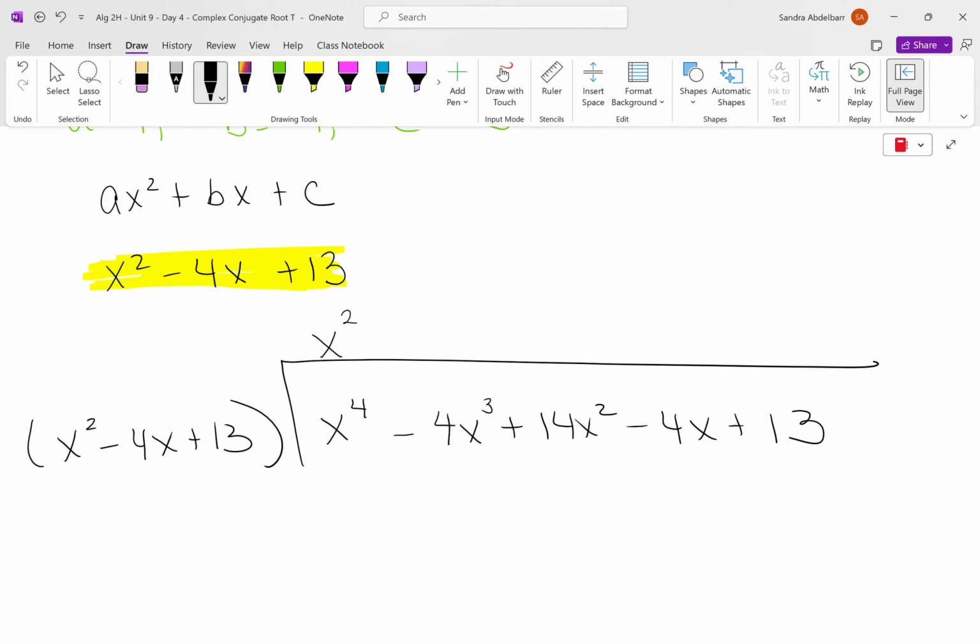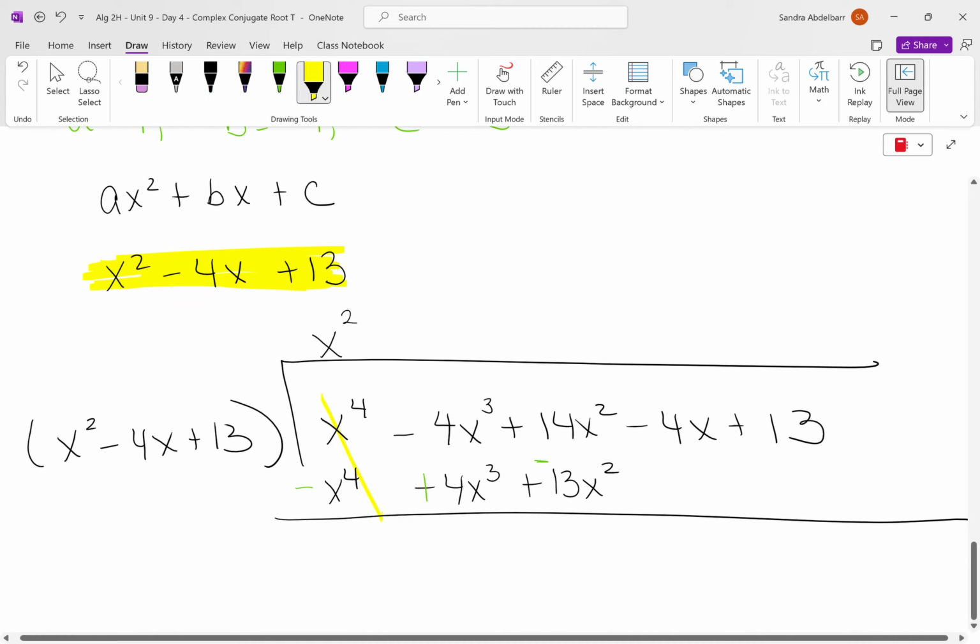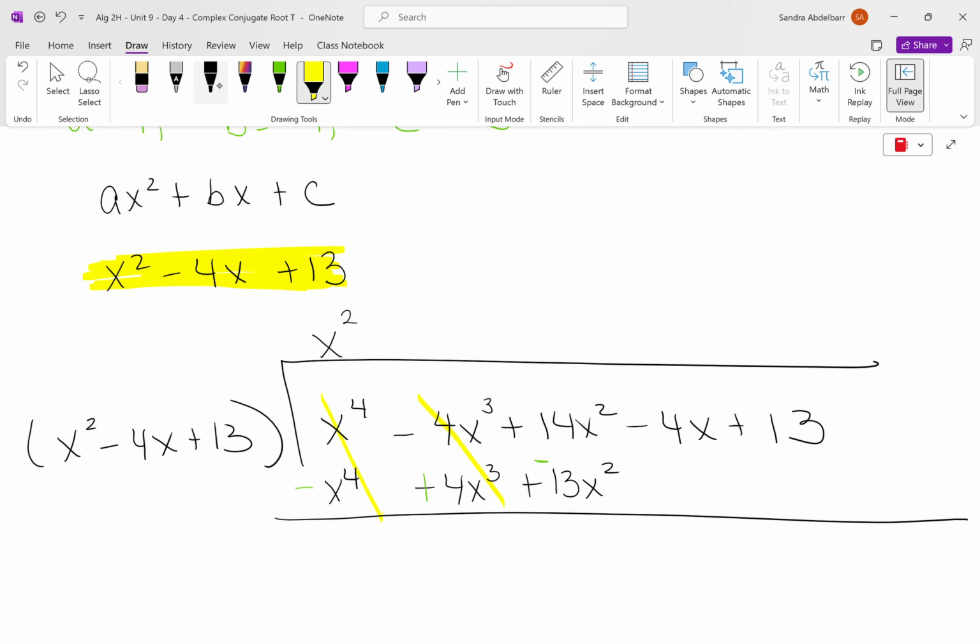Here, x squared times what will give us x to the fourth? X to the second. I'm going to take that and distribute it in. We get x to the fourth minus 4x to the third plus 13x squared. Because we're subtracting, we need to change all the signs to the opposite. The x to the fourths cancel. The 4x to the thirds cancel. And then 14x squared minus 13x squared gives us 1x squared. And we will bring down everything else.